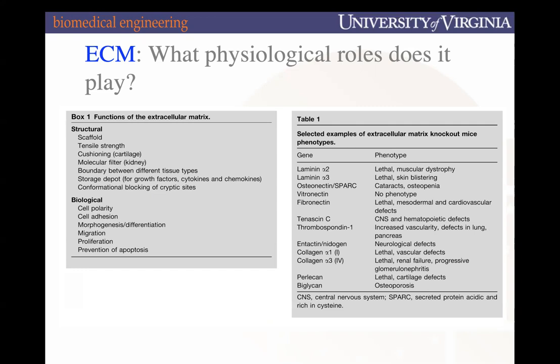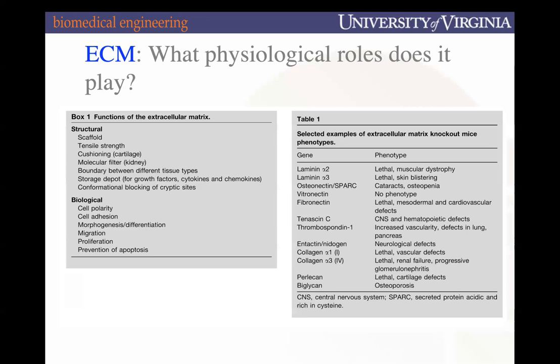When we have two sheets of basement membrane, they can serve as a filter. For example, in our kidneys, the glomerulus can serve as a filter for what's in our blood that's going to be filtered out into the kidney. It can also serve as a boundary across different tissue types. A storage depot. This is an active area of research, where growth factors can bind to the ECM but then are released in certain conditions. And also the conformational blocking of cryptic sites, which we'll talk about later.